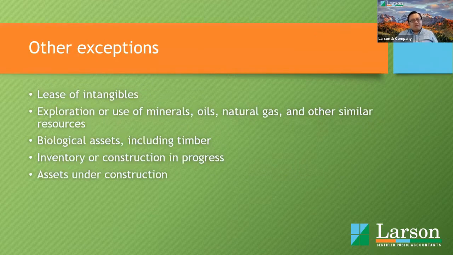Other exceptions that ASC also introduced, where ASC 842 does not apply, include the lease of intangible assets. So if it's for a patent, you're leasing a patent, that won't apply here. Exploration or use of minerals, oils, natural gas, and similar resources, and biological assets like timber, and sometimes, I guess, zoo animals, sometimes people rent zoo animals, those won't apply. Inventory and construction in progress won't apply, neither will assets under construction. So those would not apply to ASC 842.